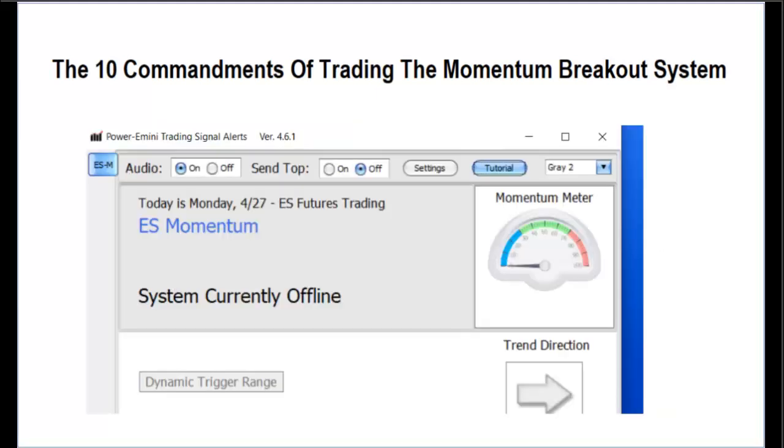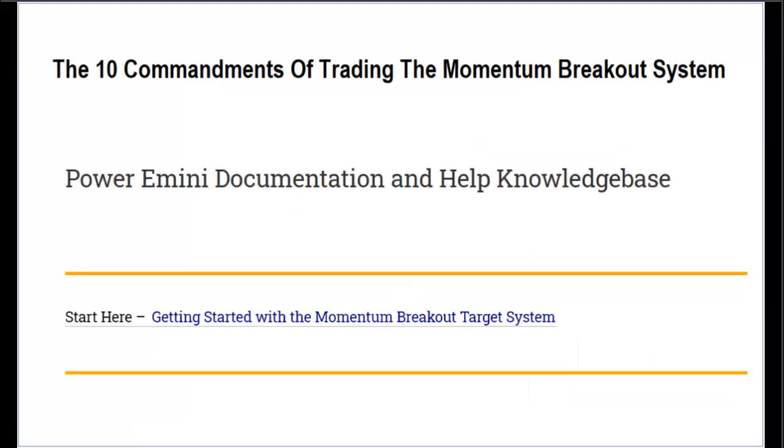Now remember, from within the software at any time you can click on the tutorial button, and that's going to take you to the knowledge base page where you're going to want to make sure you review all the pertinent documentation on how to follow the momentum breakout system. Right now when you click on that tutorial button, you're going to get to the knowledge base page, and you're going to notice right up at the top here it says Start Here. Getting started with the momentum breakout target system.